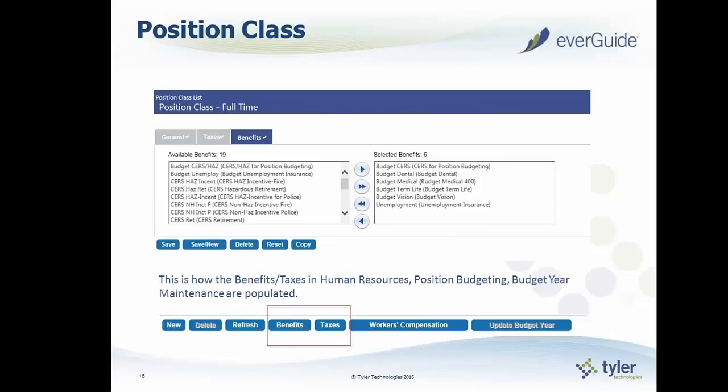I hope that makes sense. So in the area of human resources, position budgeting, budget year maintenance, that's how the benefits and taxes are populated, because of what I did here in my classes. Okay? Next slide.